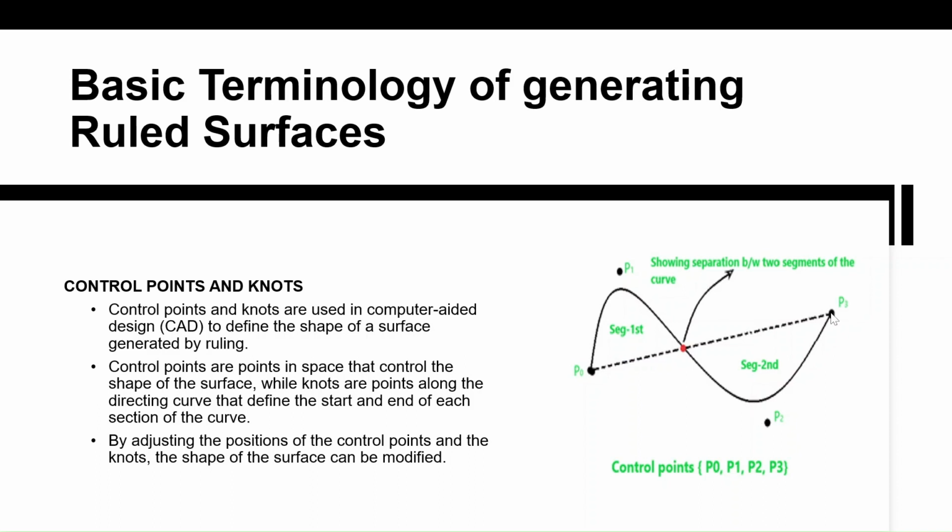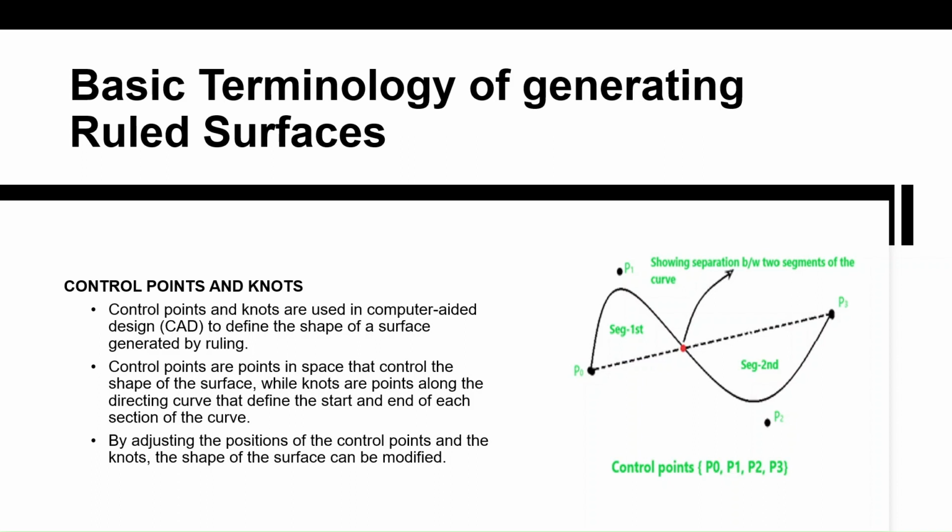So points at which the shape of the curve is slightly changing, that is, it is becoming slightly curved, are called the control points, whereas the knots represent the start and end section of the curve. So basically, they are the points along the directing curve showing separation between two segments of the curve. And so this is basically one curve and this is the other curve. Here, the red dot represents the knot point.